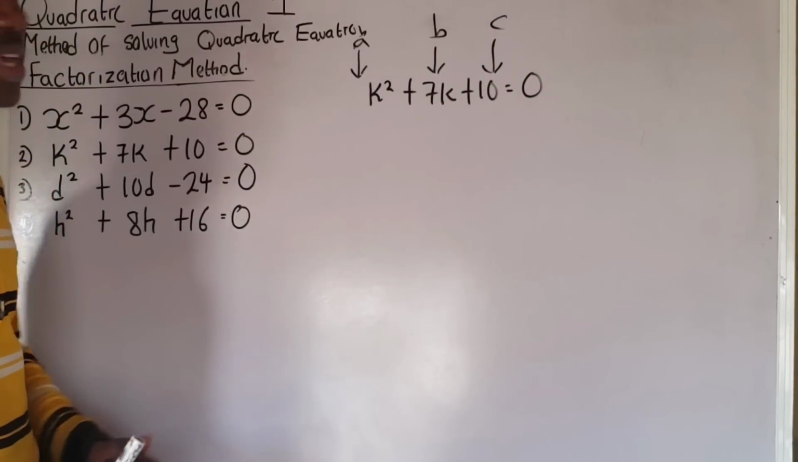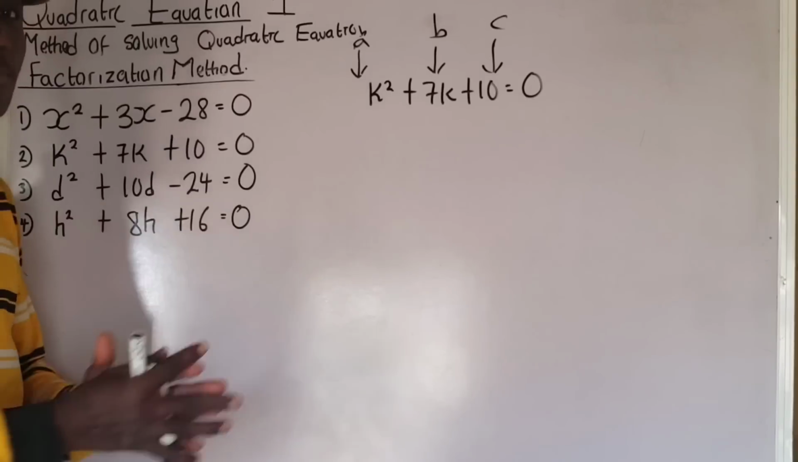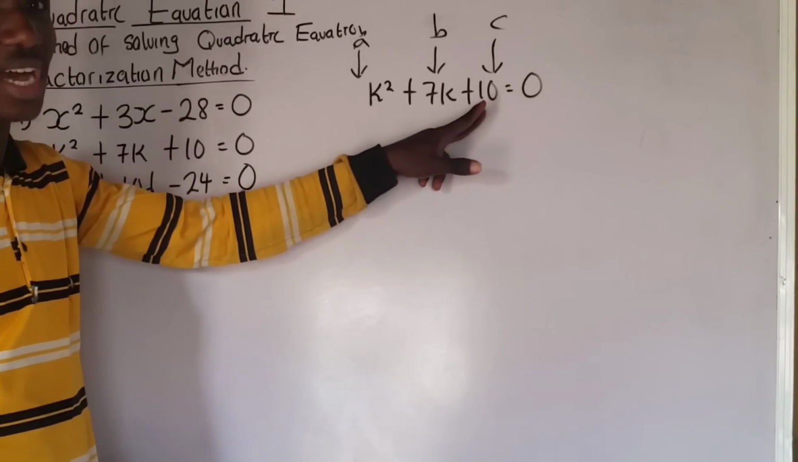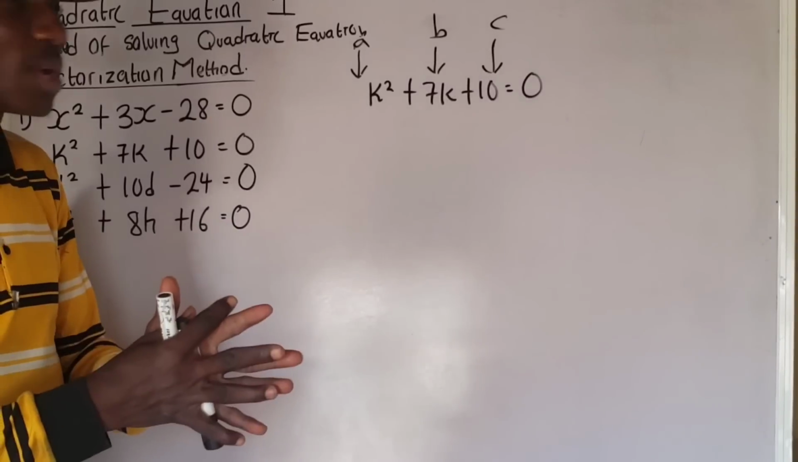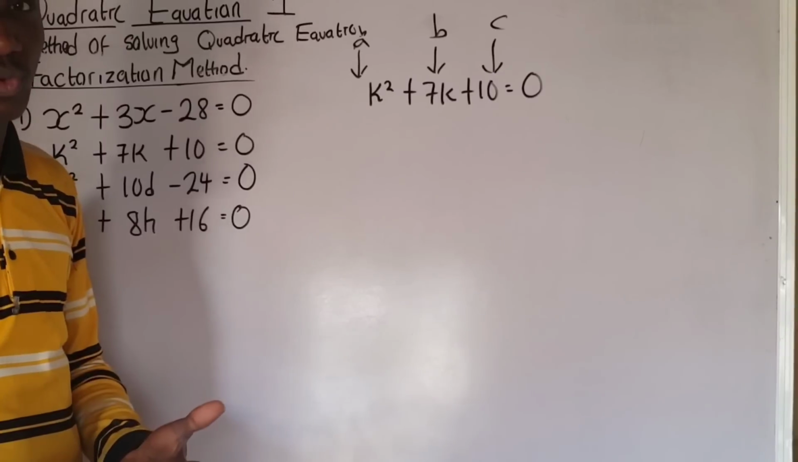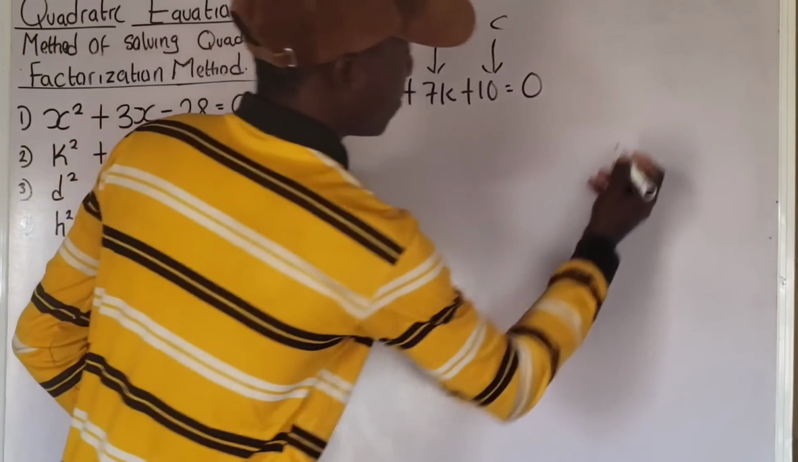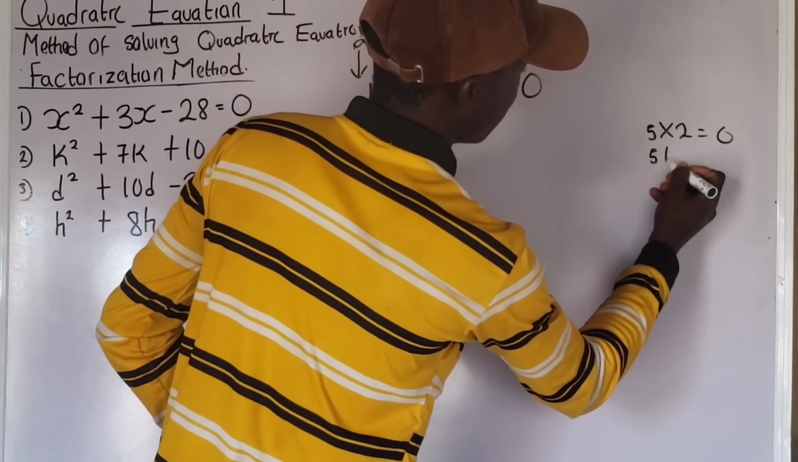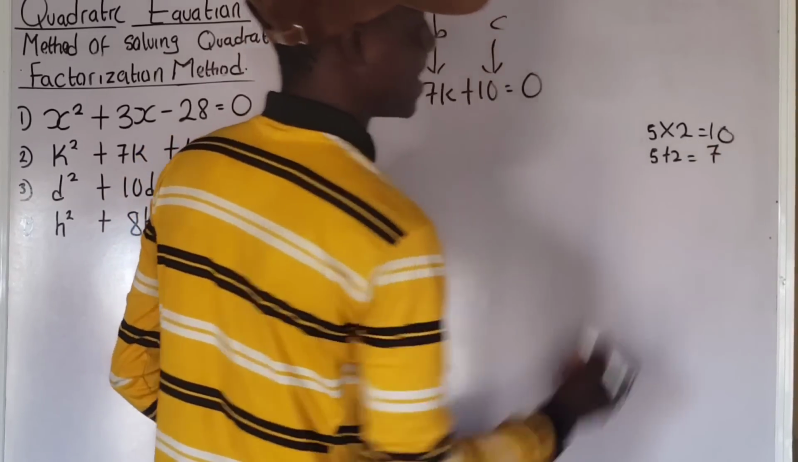Do you understand? Okay. Now, to solve this quadratic equation, you have to find two numbers such that when you take their product, you get the constant term. The constant term here is what? 10. What are those two numbers? And if you add these two numbers together, you must have 7 as your answer. What are those two numbers? 5 and 2. 5 multiplied by 2 will give us 10. 5 plus 2 will give us what? 7. You understand? Okay.